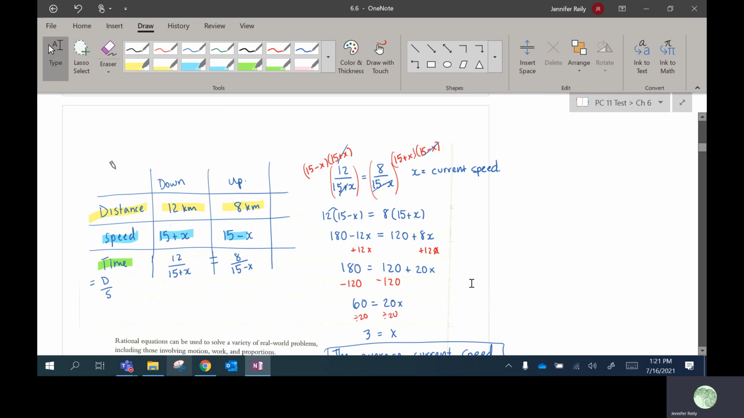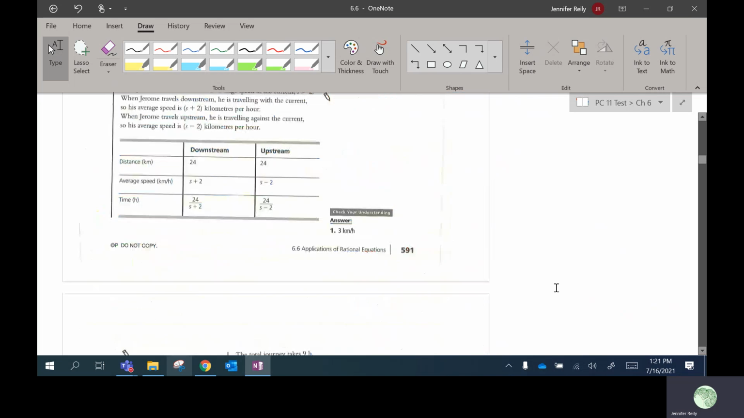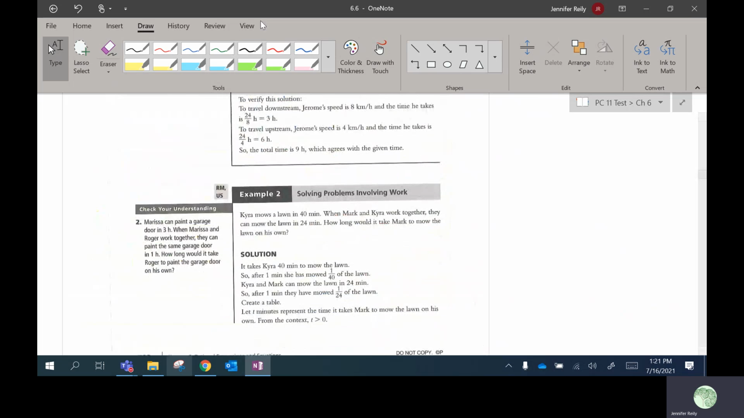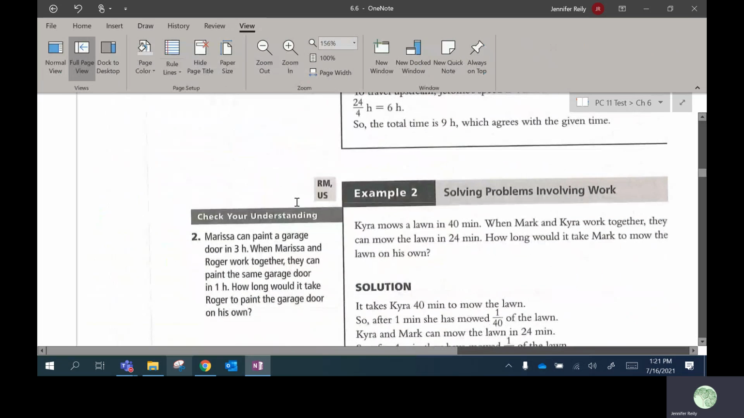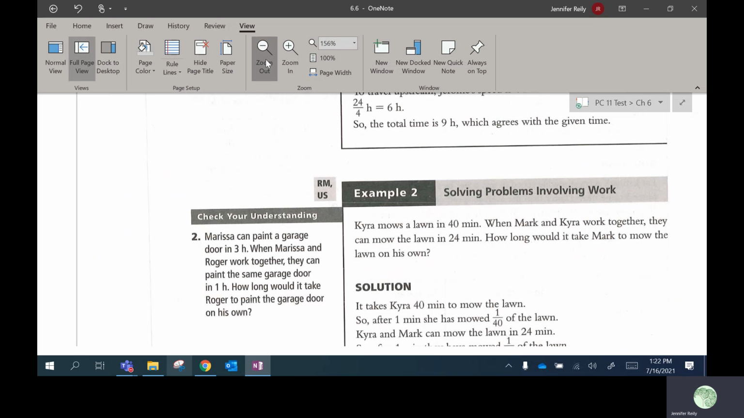Okay, the next set of types of questions I call work problems. They're about doing some sort of work and how fast you can finish it. So let's read this scenario here. It says, if you take the SATs, these are super common on the SATs, by the way, too. Marissa can paint a garage door in 3 hours. When Marissa and Roger work together, they can paint the same door in 1 hour. How long would it take Roger to paint the door on his own?